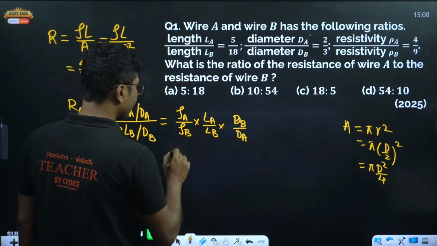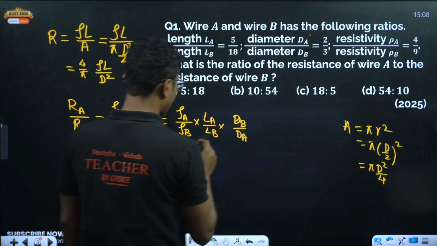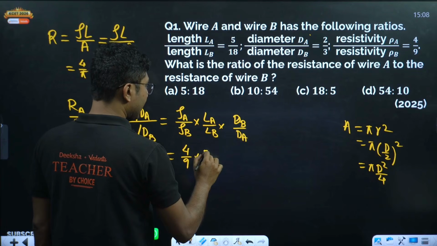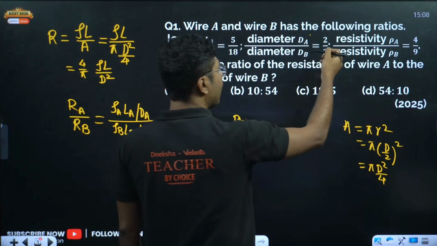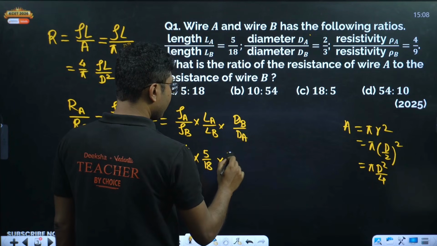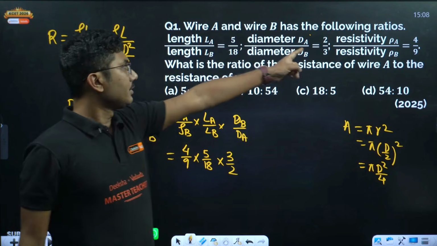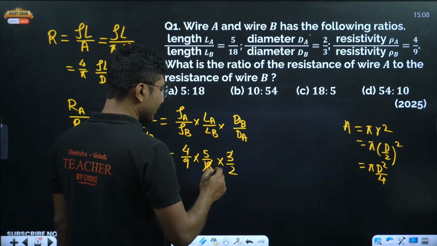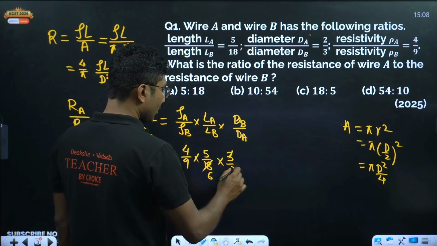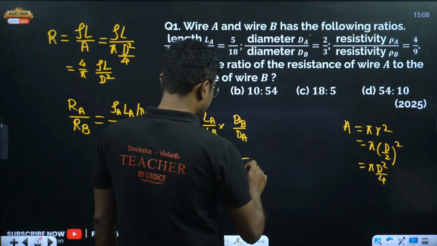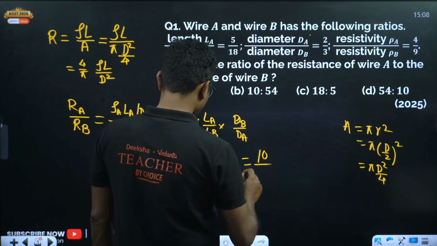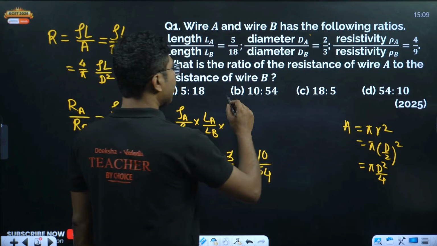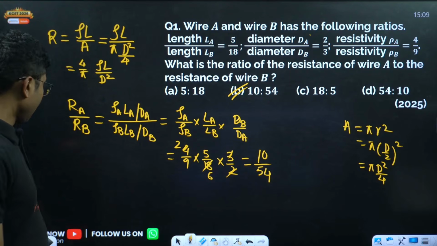Now let's put the values. Rho A by rho B is given here, 4/9. LA by LB is also given, 5/8. Now DB by DA will be the opposite of that, so it will be 3/2. Okay, so it will be 3/2. So now let's simplify. You can simplify any which way you want. 3 6s are 18, 2 2s are 4, so you get 10 divided by 54. So the ratio will be 10:54. Okay.